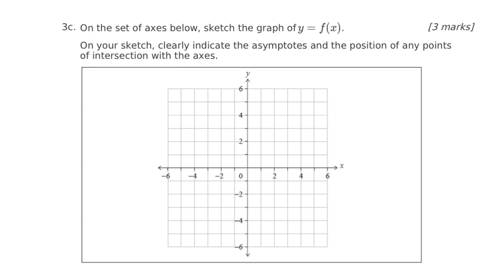3C. On the set of axes below, sketch the graph of y equals f(x). On your sketch, clearly indicate the asymptotes and the positions of any points of intersection. First, let's put on our asymptotes. We've got x equals −1, so that is our vertical asymptote. We've got our horizontal asymptote, y is equal to 2.